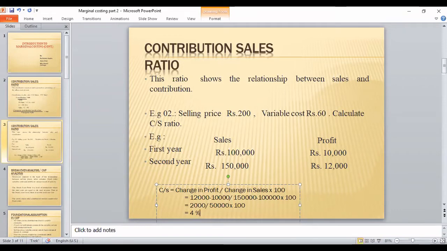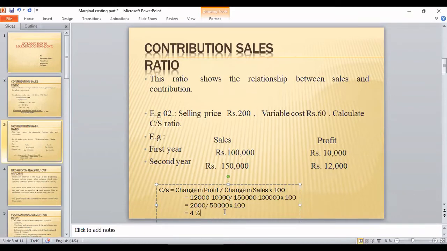But just cross check once again, beta. I doubt. 2,000 divided by 50,000, na? Multiply by 100. So it is coming 4, everyone. No issue. Fine. So yeah, correct. So it is coming to 4%. So contribution sales ratio is 4%.